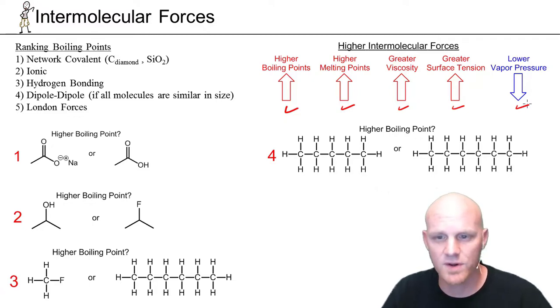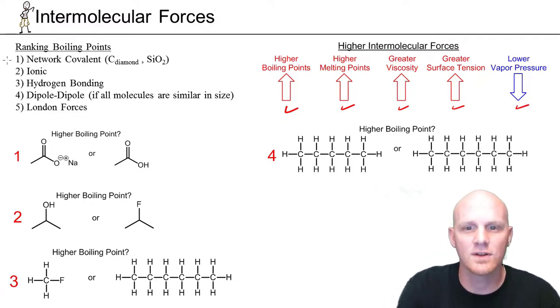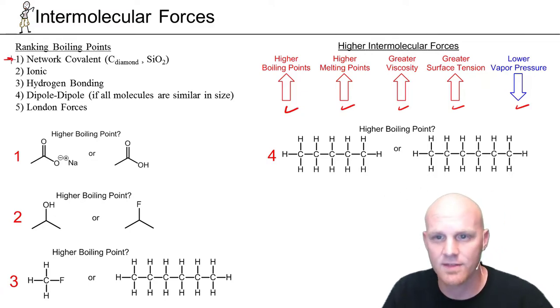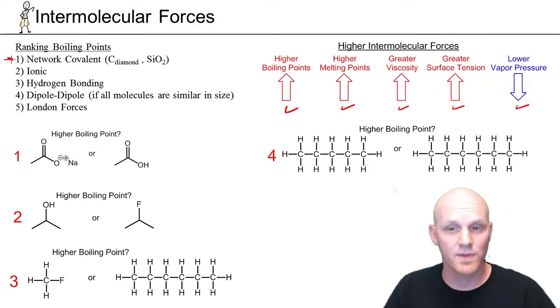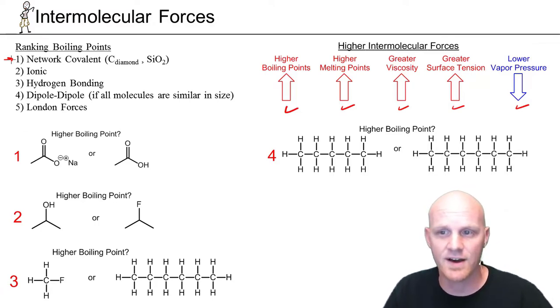So if you're ranking boiling points, the first thing you want to look for is network covalent solids. Those have the highest. They're not anything we're commonly going to see in organic chemistry, but truth be told, they could ask you. These are things like diamond or graphite or silicon dioxide, which is quartz. There are very few things you have to know that are network covalent solids. You would be much more likely to be tested on this in a general chemistry course than in organic chemistry.